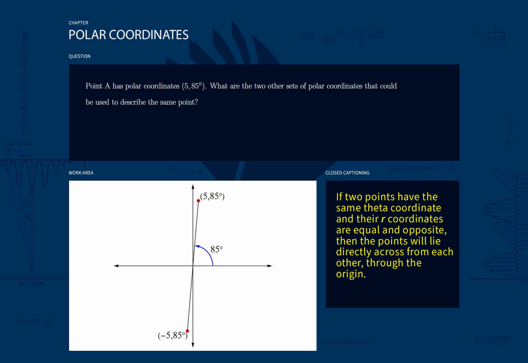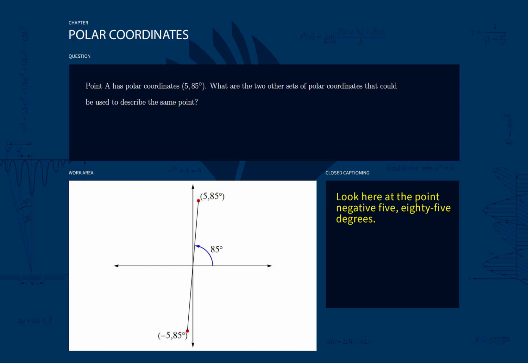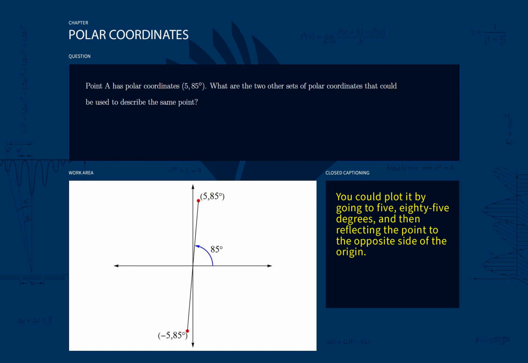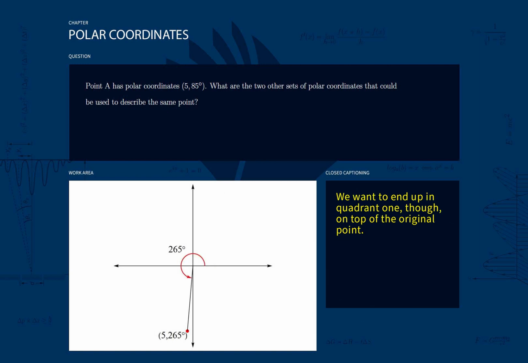If 2 points have the same theta coordinate and their r coordinates are equal and opposite, then the points will lie directly across from each other through the origin. Look here at the point (-5, 85°). You would plot it by going to (5, 85°), and then reflecting the point to the opposite side of the origin. We want to end up in quadrant 1 though, on top of the original point.